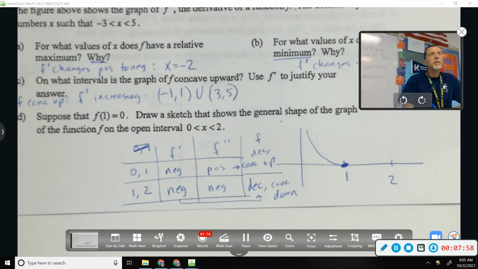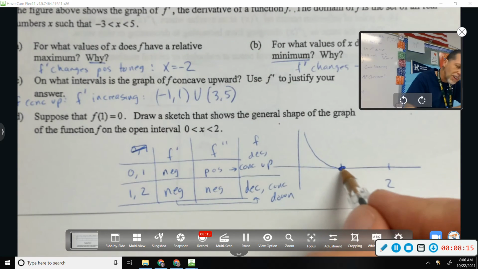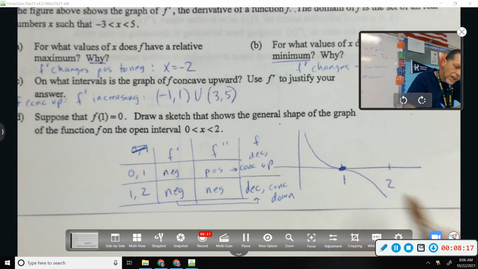So I need to be decreasing still, because f prime is negative. So I still need to be going down. But now, instead of being concave up, I need to be concave down. So decreasing, concave down. Connor just drew it, and some of you are drawing it in the air. Decreasing, but concave down. So something along those lines.